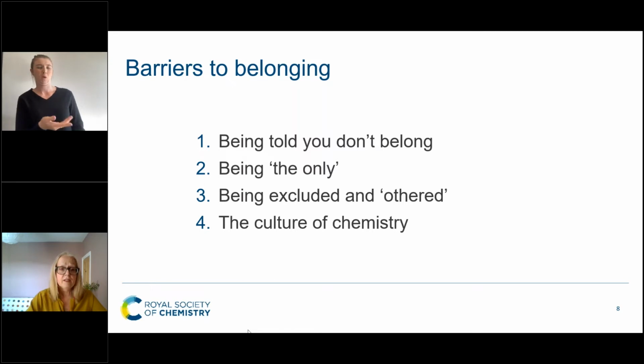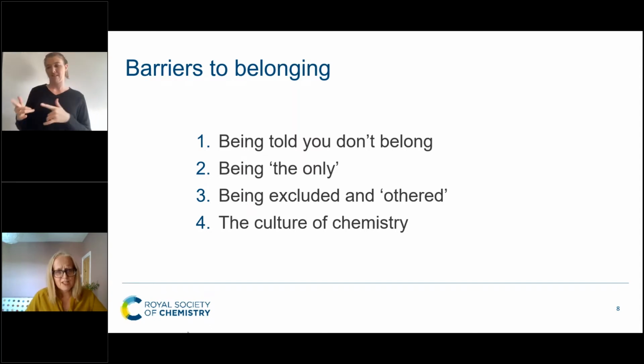And then the final barrier to belonging is sometimes the culture of chemistry itself. Sometimes the lack of diversity at senior levels in chemical sciences, sometimes the undervaluing of people's soft skills or approaches, sometimes some of the kind of elitism about different kinds of chemistry, for instance. All of those can also lead people to feel like they don't belong.